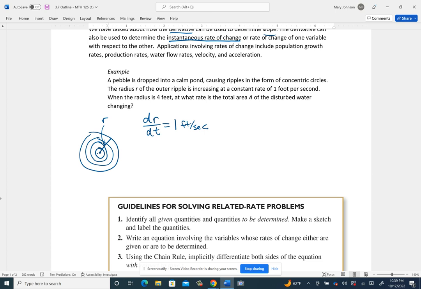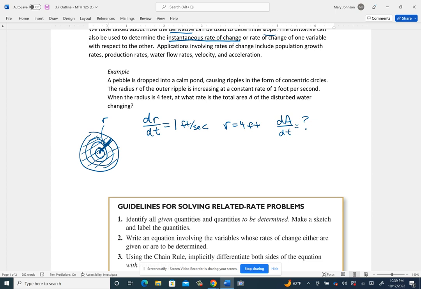All right, and then it says when the radius is 4 feet, so when r equals 4 feet, at what rate is the total area of the disturbed water changing? So we know this length is growing at a rate of 1 foot per second. So once that radius has reached 4 feet, we're being asked, what is the rate of change of this area, the area of this circle? So what we want to know is the rate of change of the area of the circle with respect to time. Okay, so that's the given information and what we're looking for.